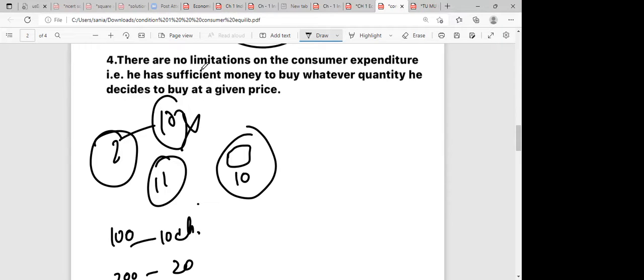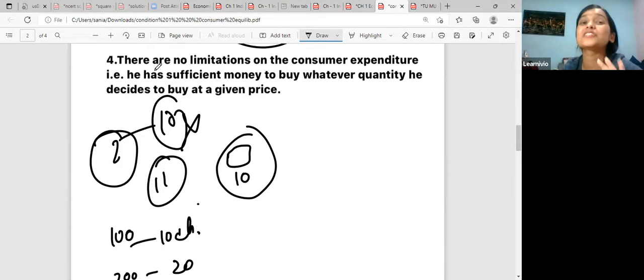Yes, but in this situation there is no limitation on consumer expenditure. Your parents will not ask why you are spending 100 rupees on chocolate. So here there is no limitation on consumer expenditure. That means he has sufficient money, and if he has money he can buy whatever quantity he wants. But the price is given. Clear?